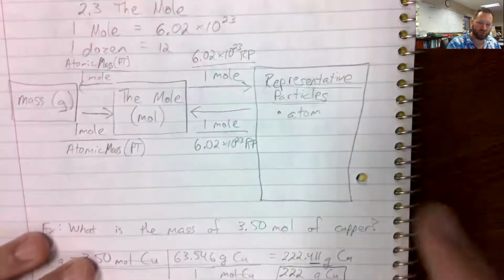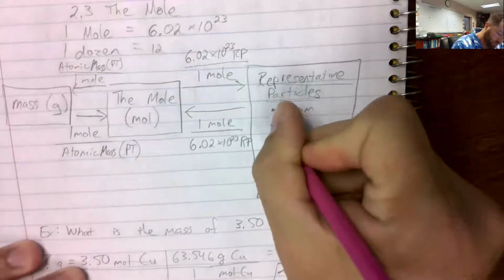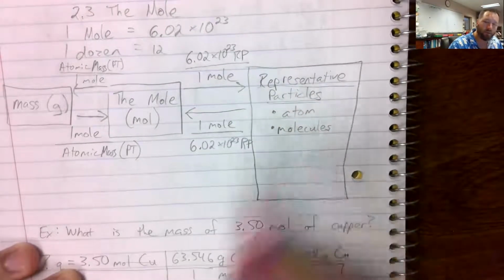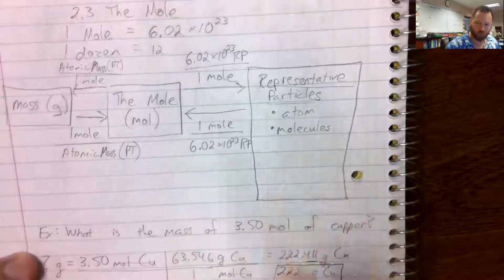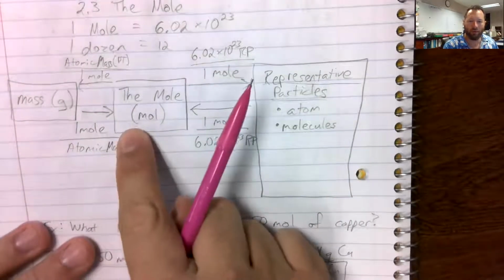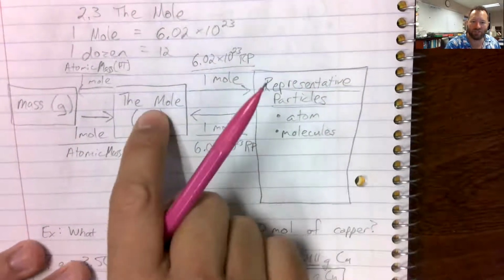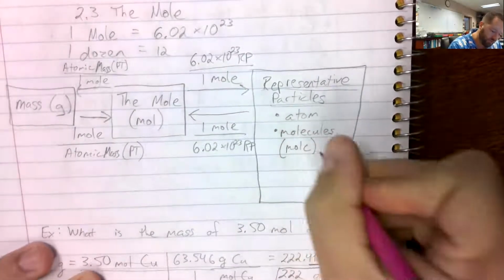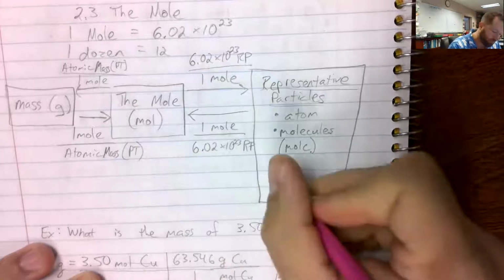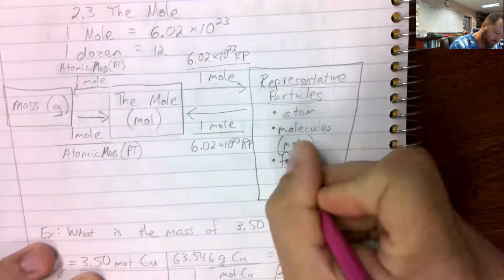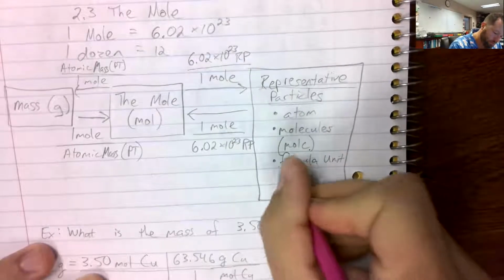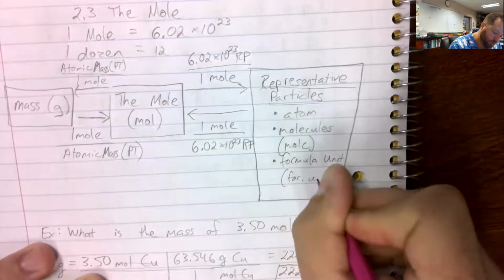Now take a look at some other representative particles. Oftentimes we work with atoms and molecules. Be careful when you shorthand molecules. You can't use MOL, and you can't use MOLE, because that is just the mole. So we'll symbolize molecule as MOLEC. Shorthand for molecule. We also have the formula unit, which we symbolize as FU.